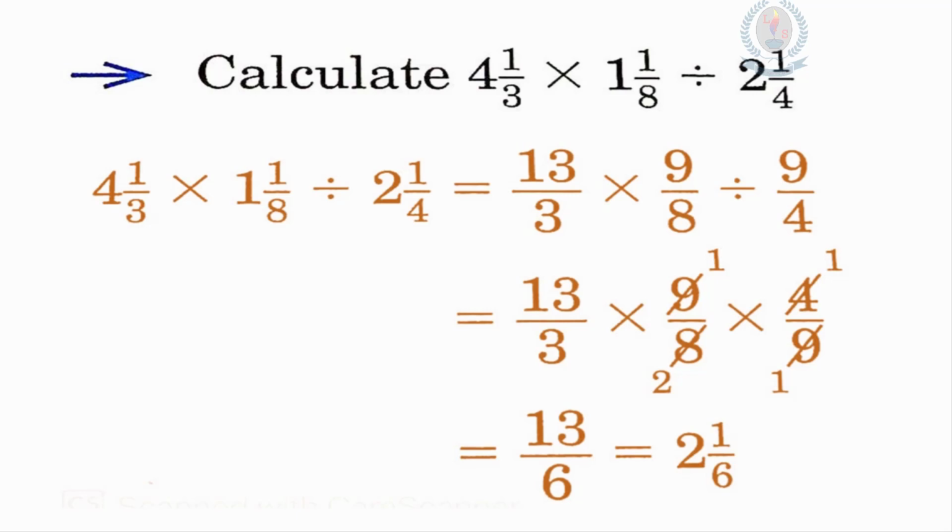No, there is no chance to simplify this. So simply I can multiply all these three products. So 13 multiplied by 1 multiplied by 1, over 3 multiplied by 2 multiplied by 1. So the answer is 13 by 6. This is an improper fraction. When you convert this into a mixed fraction, the answer is 2 1/6.